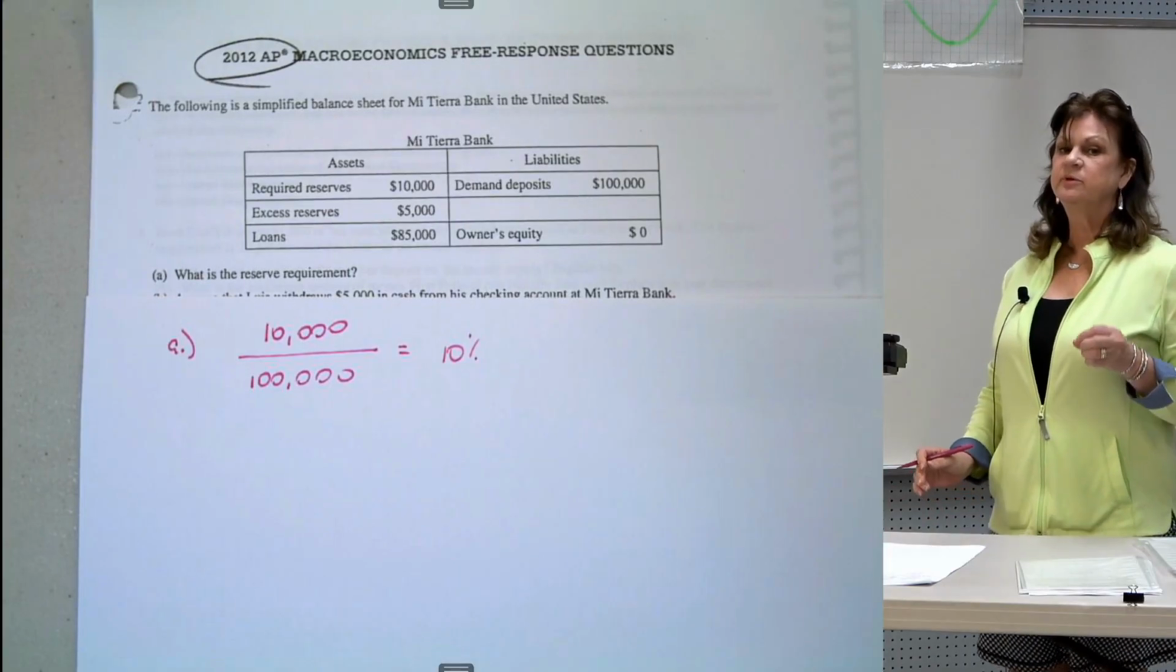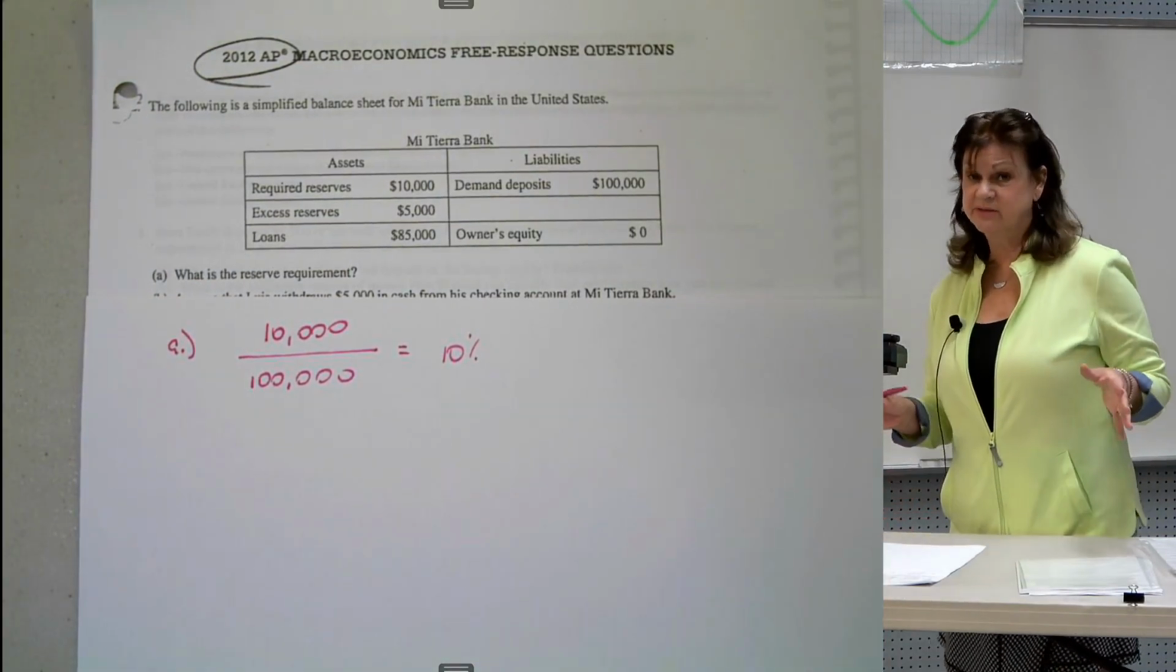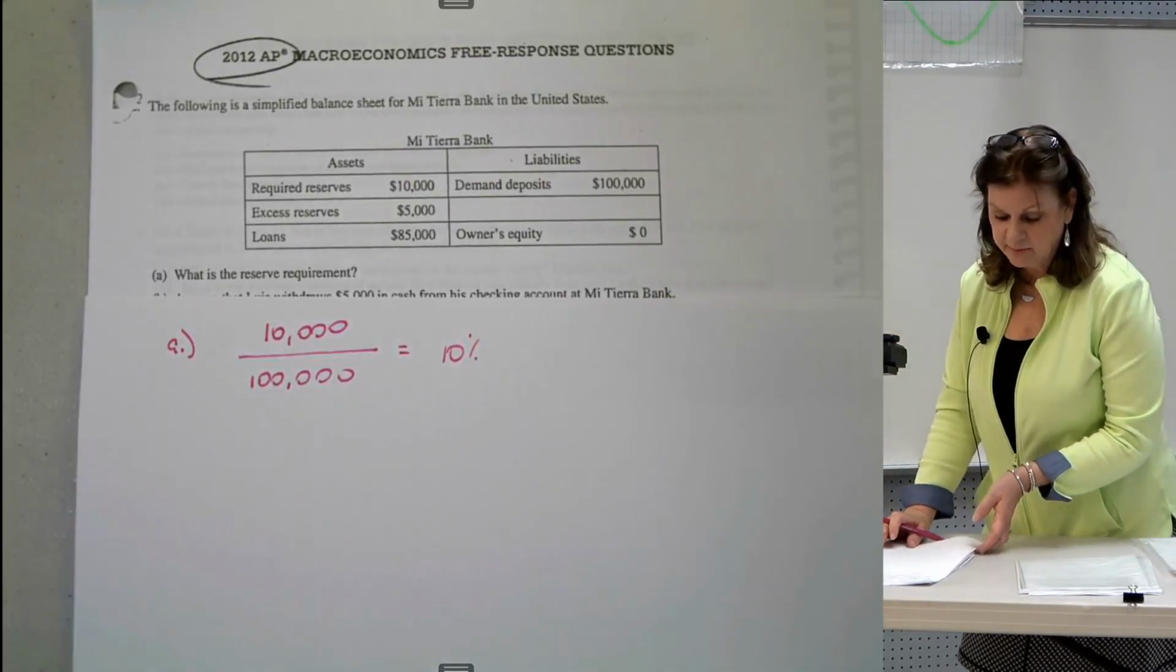Remember, the bank is going to put the least amount of money they have to by law into the required reserves, because if they make that account bigger than they need to, they're just losing money. That's money they can't lend out.